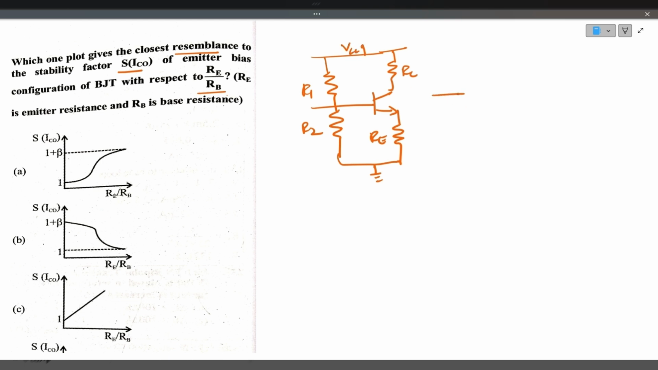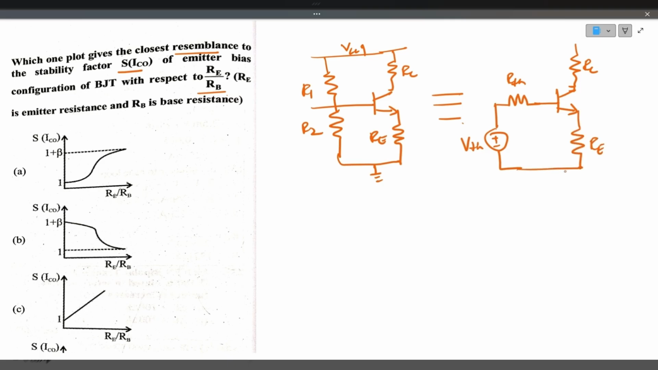Now the equivalent circuit of this will have V Thevenin and R Thevenin, as usual the collector resistance RC and emitter resistance RE, and this is VCC. If emitter resistance is there, it can be treated as the emitter bias circuit. There is no need to get confused.